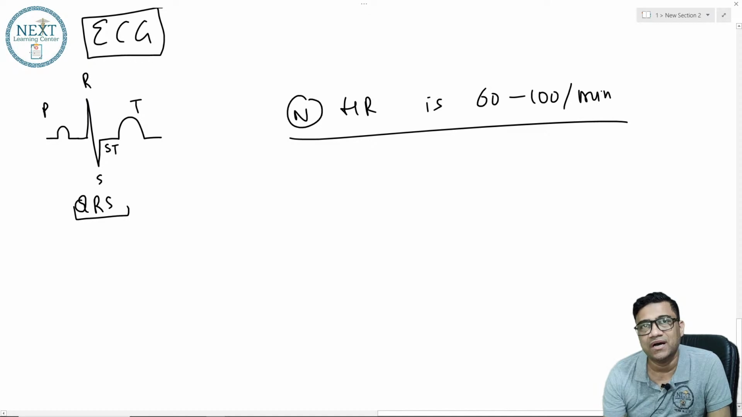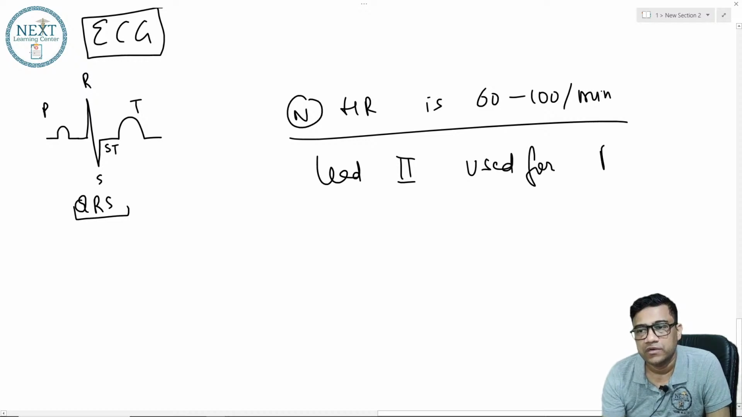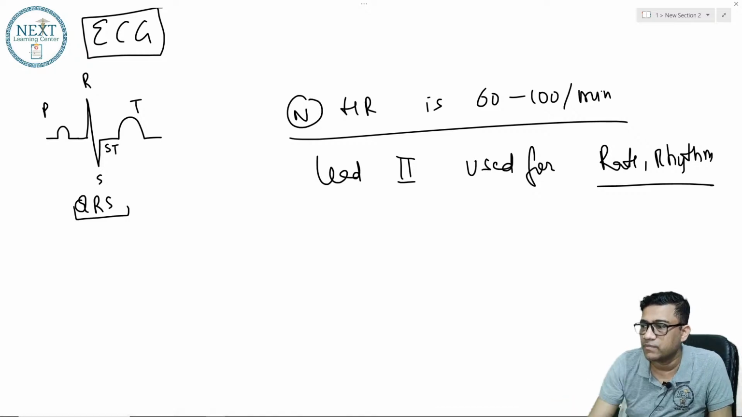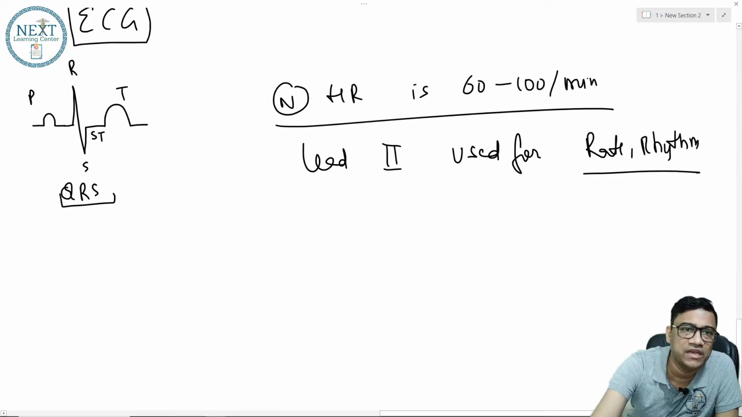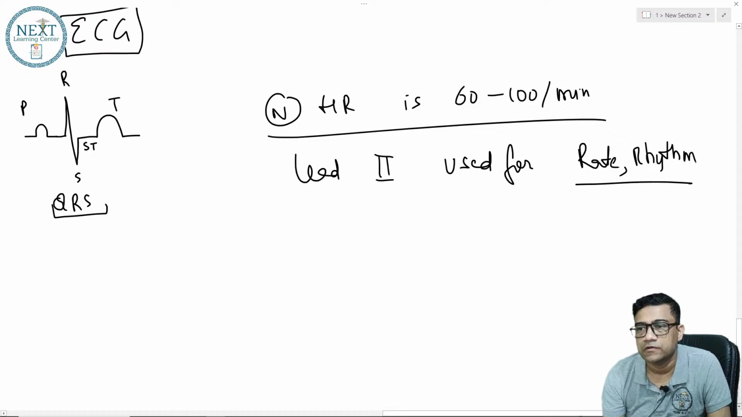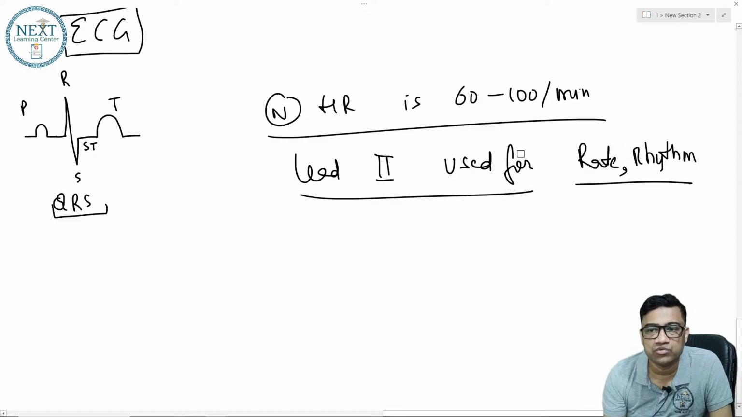Second question, for the heart rate and all this, which lead do we use for rate and rhythm? The answer is that rate and rhythm both are best given by lead number 2. So which lead? Lead number 2 is best for rate and rhythm. Are you clear? Now what is the funda about rate and rhythm? That is lead 2. So let's have a look.